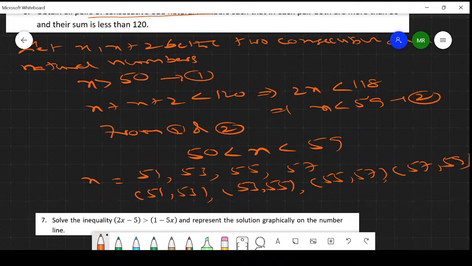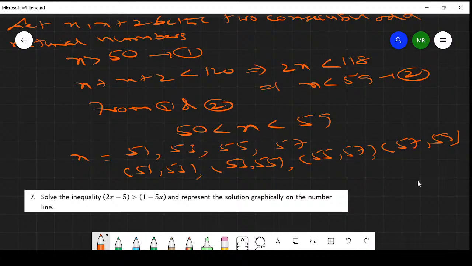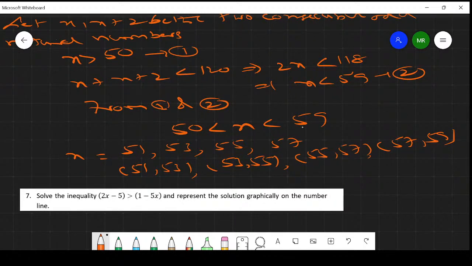Don't confuse, sir, why have we taken 59? They are given excluding 59. But this is the x value, and this is the x plus 2 value. 59 is the x plus 2 value. So these are the required ordered pairs. I hope you understand this model is important.